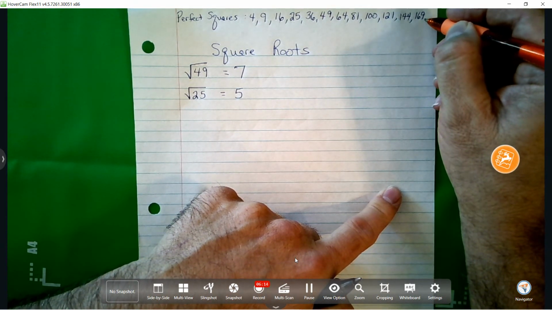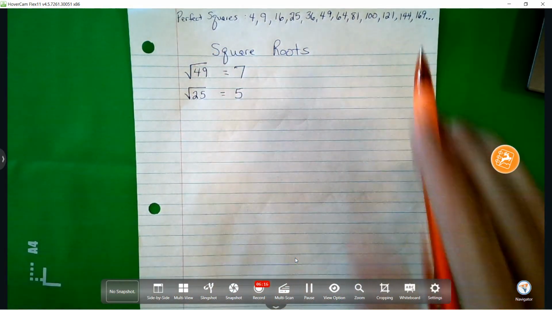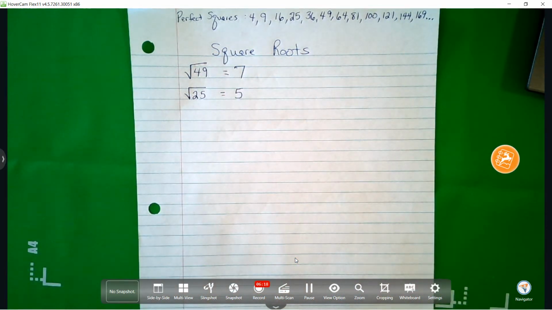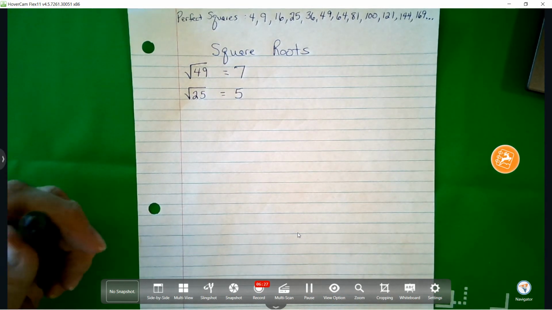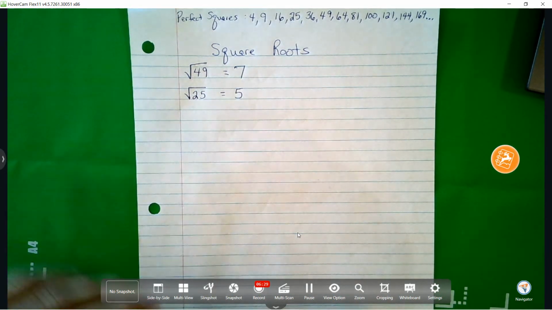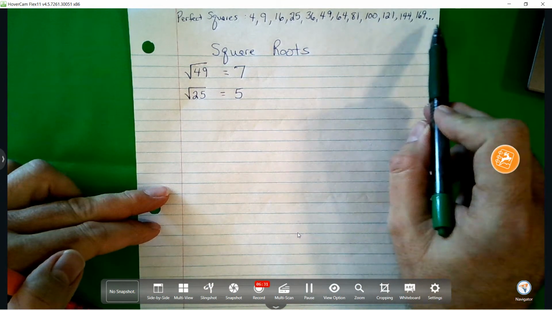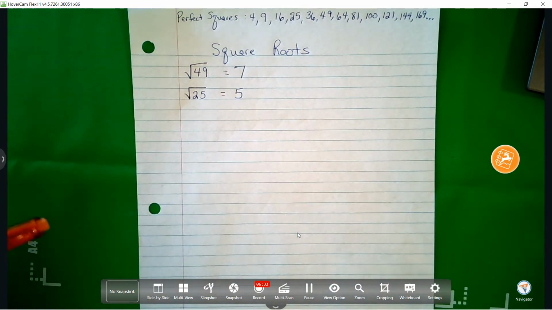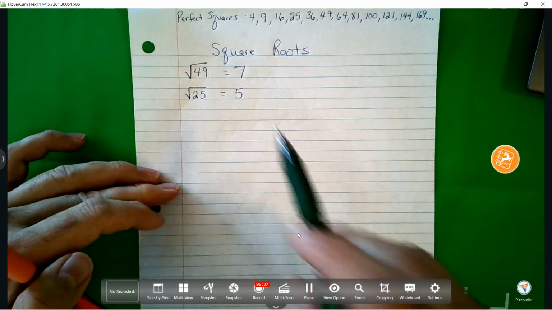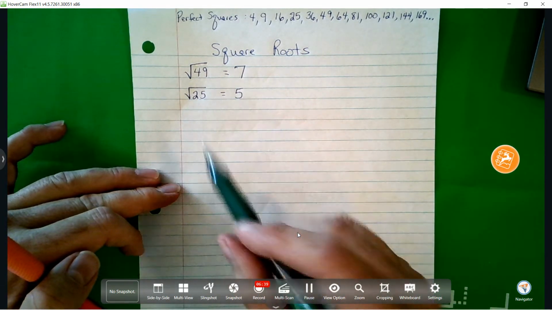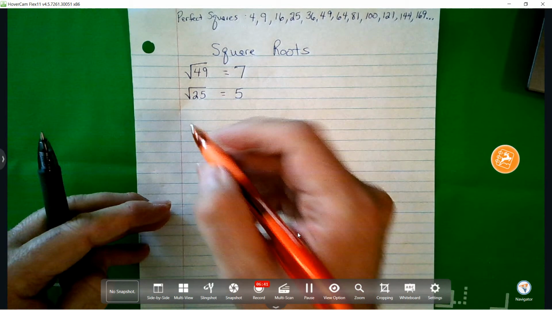But these are numbers whose square roots we know just from knowing the multiplication tables. Now, the natural question to ask is, how would we simplify something that isn't one of these perfect squares if we don't want to just write out a lot of decimal numbers? Like the square root of 49 is 7. What about the square root of 50?